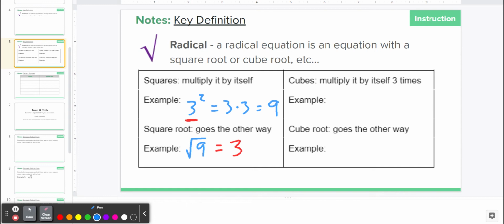So cubes works a similar way. If I take 3 to the third power, okay, 3 cubed, that's 3 times 3 times 3 equals 27. I can find the cube root of that if I go in the other way. So the cube root sign is a little bit different. It looks like the square root, but has this little 3 that sits inside that hook. If we take the cube root of 27, we'll get exactly what that base was that we cubed, and we'll get 3.